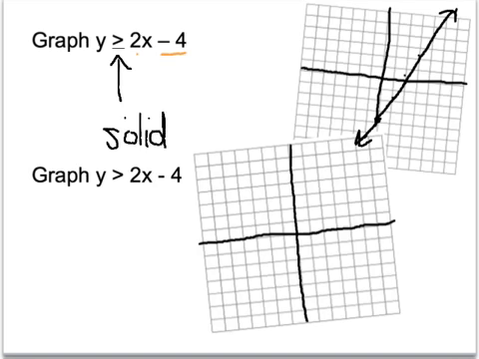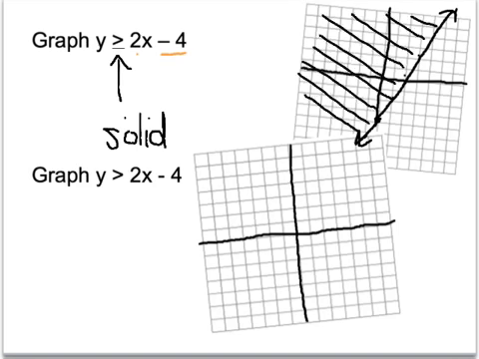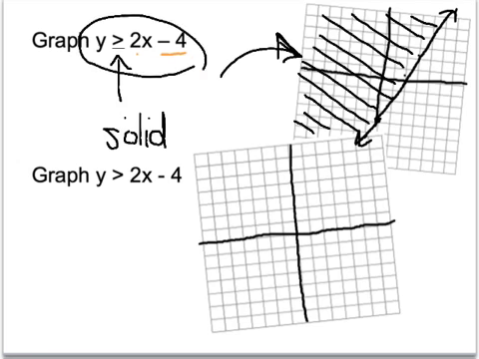This graph is the solution, and it is your boundary line and the shading. That means that every point within this shading is a solution to that problem.